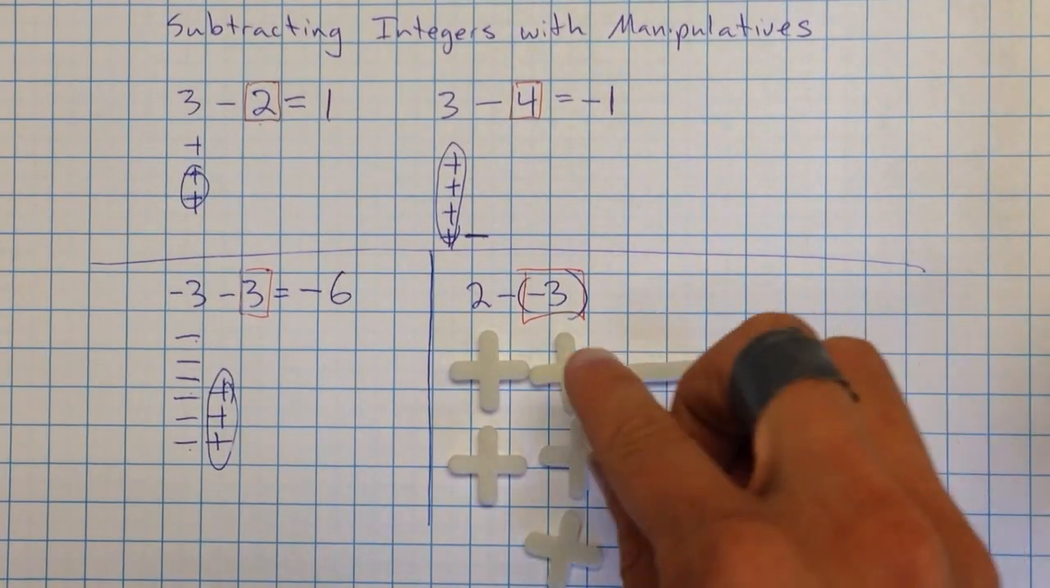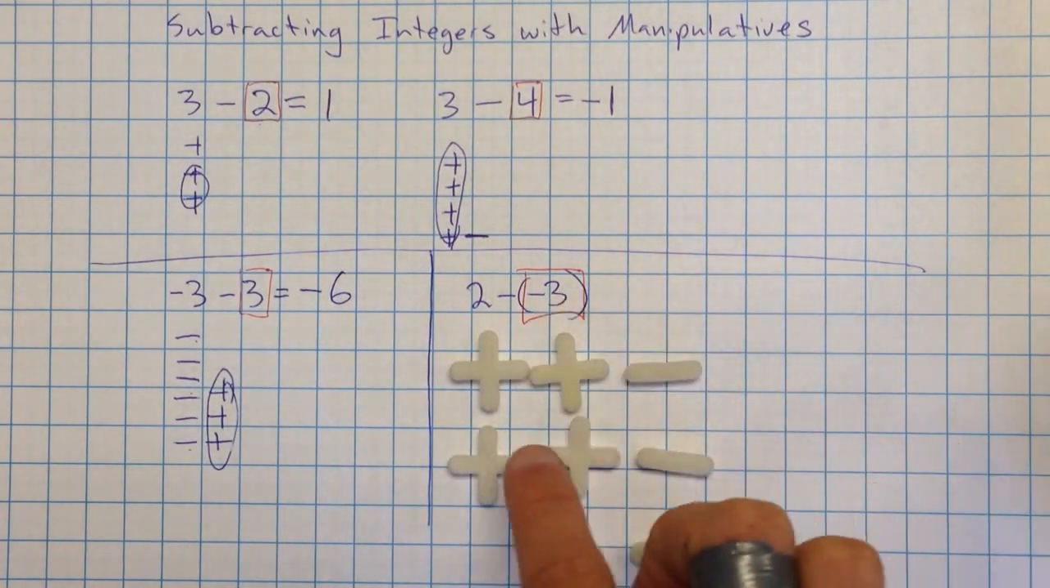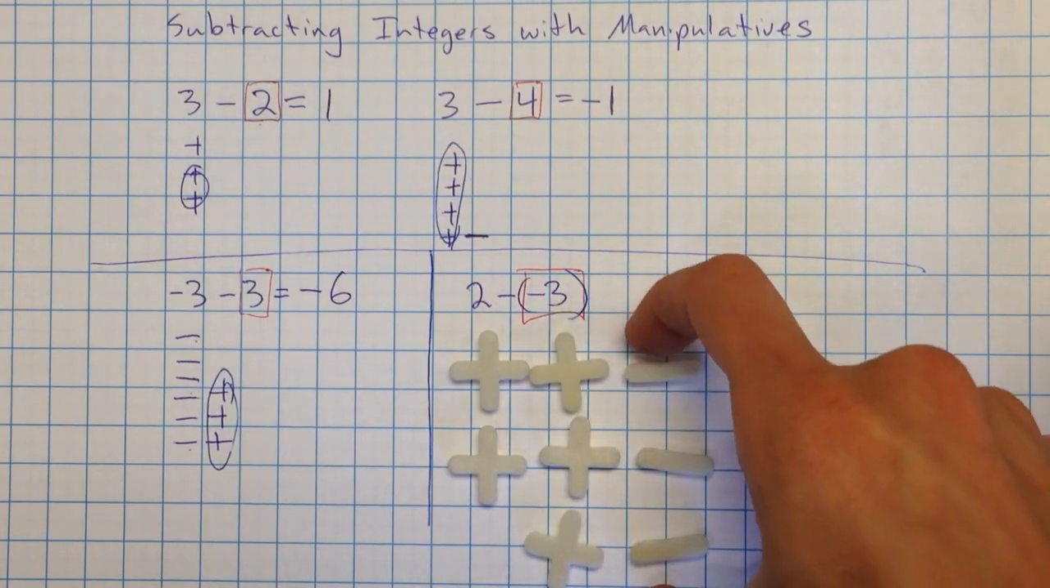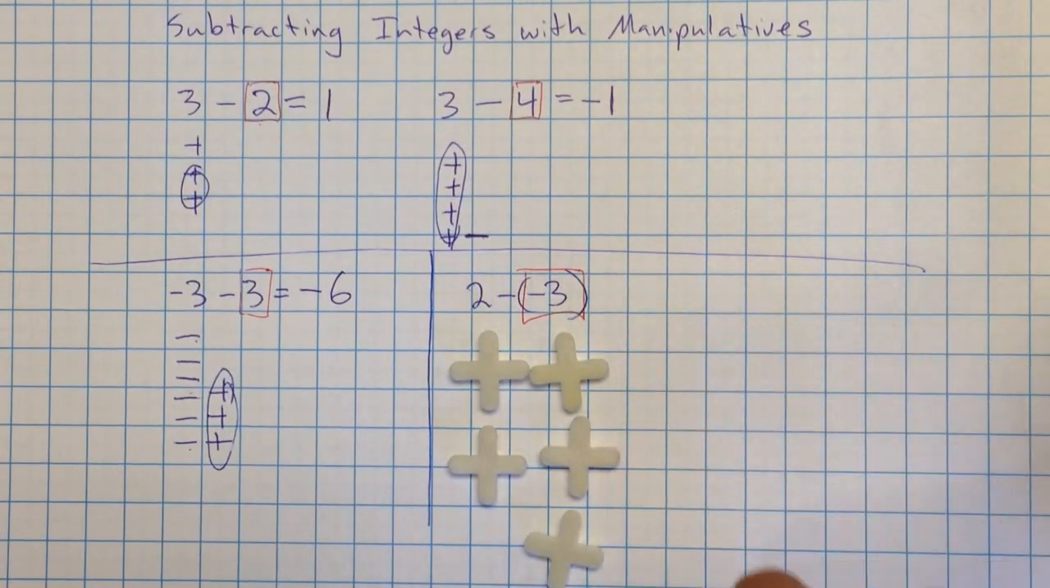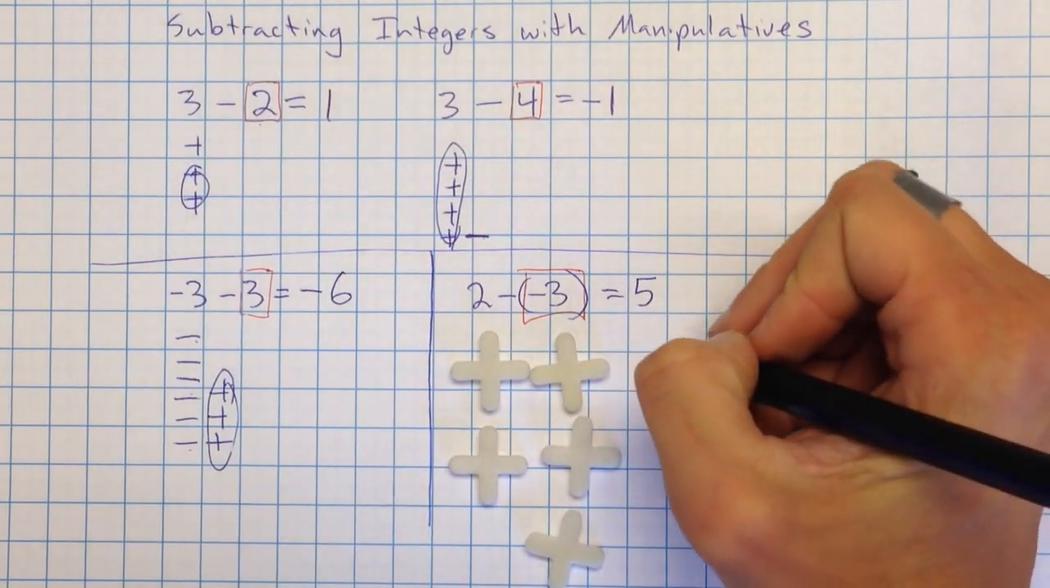Now I have put in the 3 pairs. The value of this is still 2. Right, these cancel each other, these cancel out, these cancel out. But I can now remove the 3 negatives, so I can do the math, subtracting a -3. That leaves me with 1, 2, 3, 4, 5 as my answer, positive 5 as my answer.